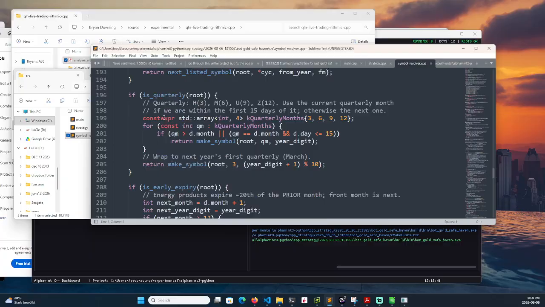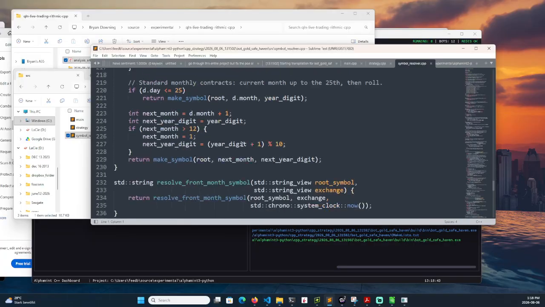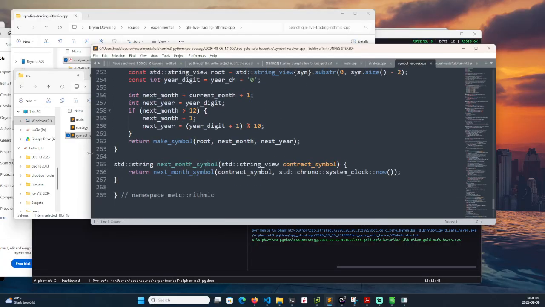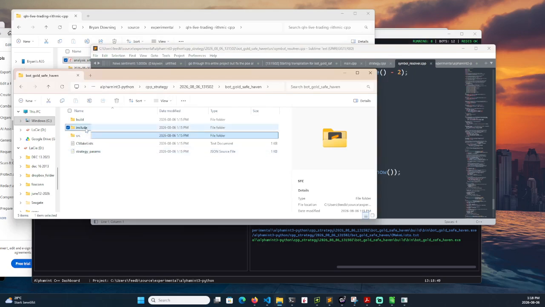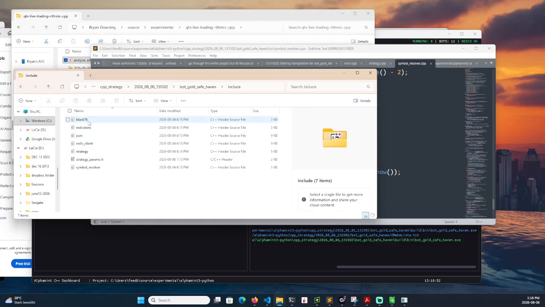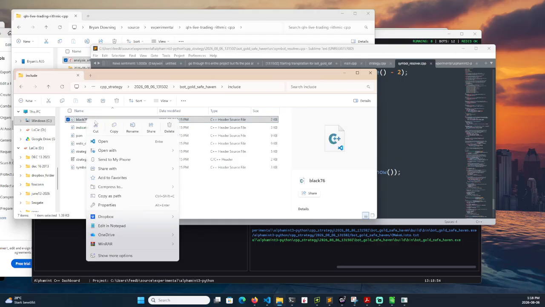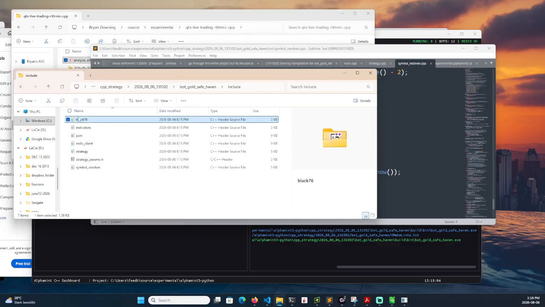Nice thing is it gives you a nice set of comments, which I kind of live and die by. And the includes a little more important here for the headers. As you can see here, people ask, is it using standard Black-Scholes? No, it's not because it's using Black 76. So we can see here.